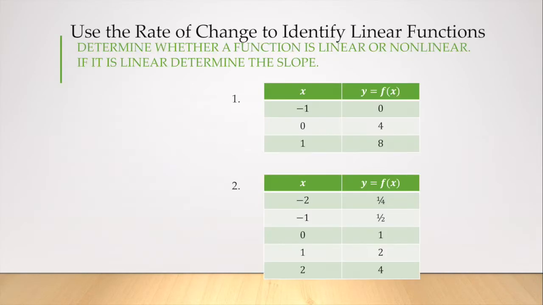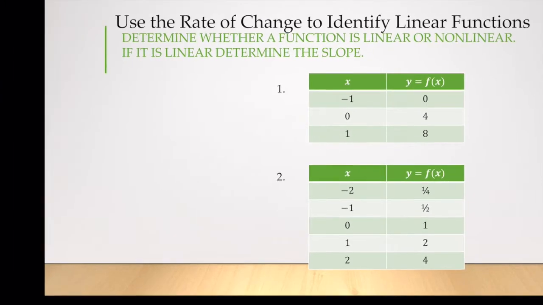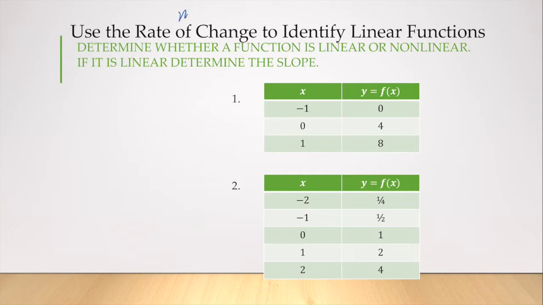So now let's use our rate of change, i.e. our slope, to identify whether something is a linear function. Why is it zooming in like that? So we're going to look at the change in y over the change in x and determine if these functions are linear or nonlinear. And if they are linear, we're going to determine the slope.